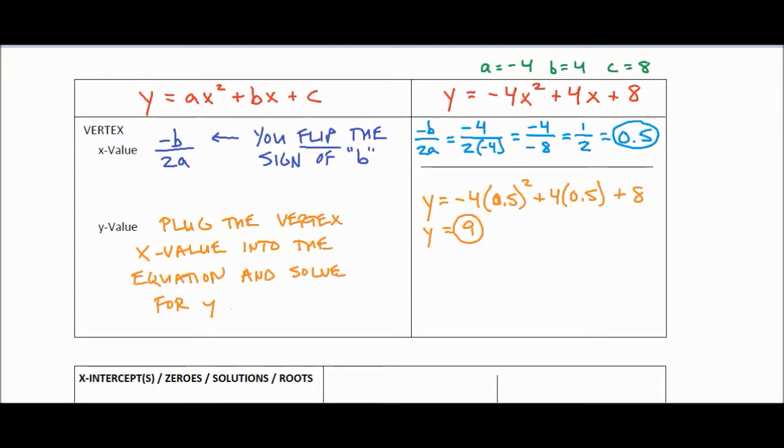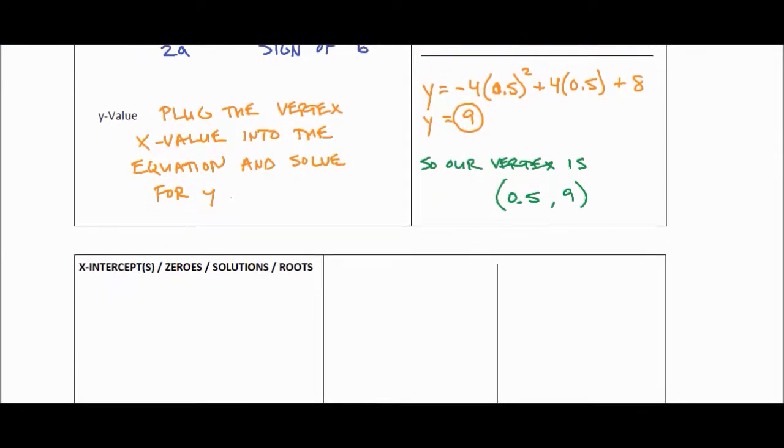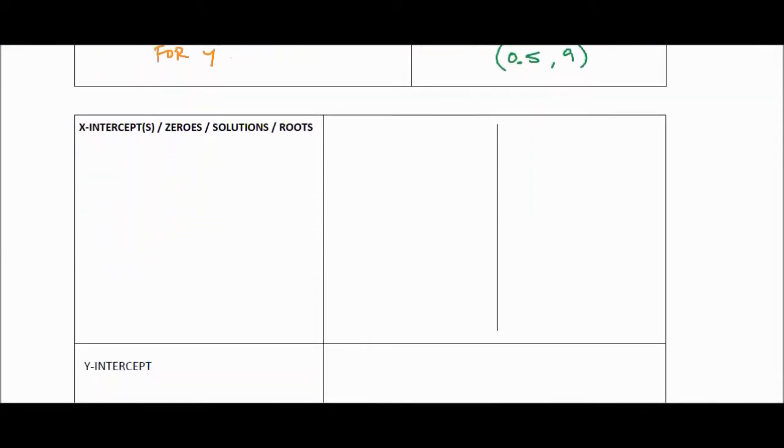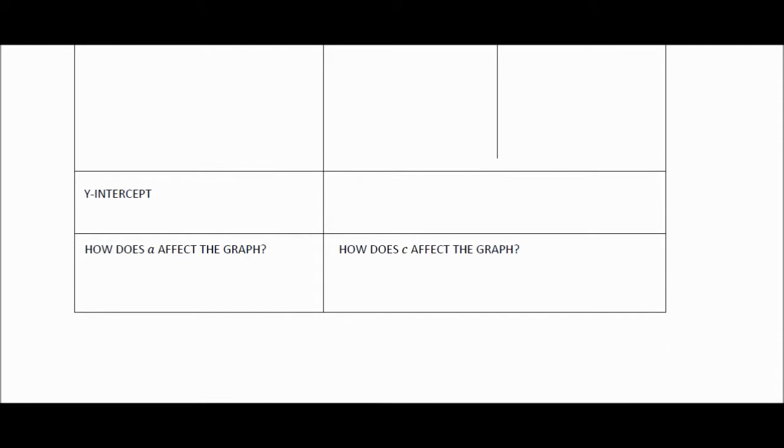So our final answer here: our vertex is going to be at 0.5, comma 9. And that is the end of this section on the vertex. Let's go ahead and scroll down now to the bottom of the page. We're going to skip the x-intercepts, the zeros, because the rest of this is going to be review.